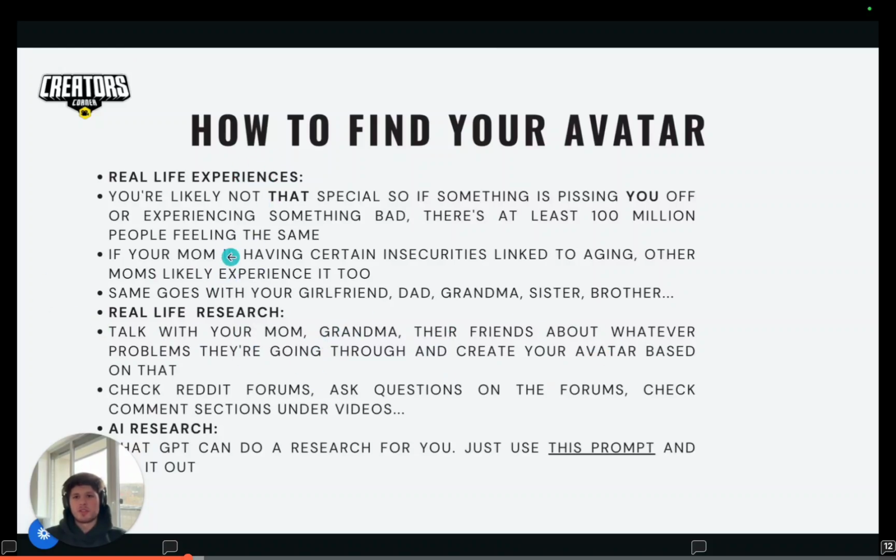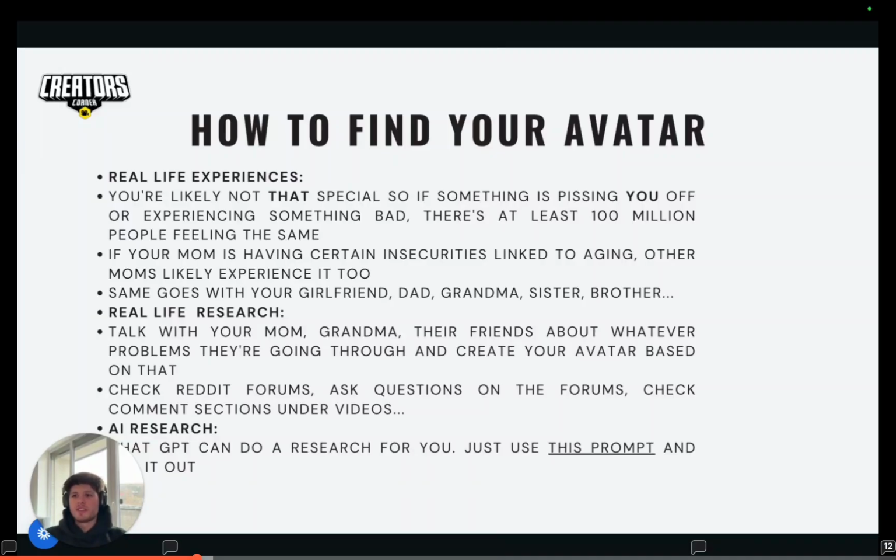This kind of goes to real life experiences, but that is more if you see your relatives, or your friends, or just people around doing something, and it's just from observing. The real life research is actual research, where you're just asking your mom, grandma, their friends, your brother, your sister exactly why they are doing these things, what's the core desire and why they are even doing this.